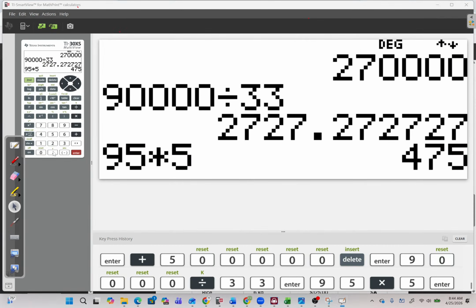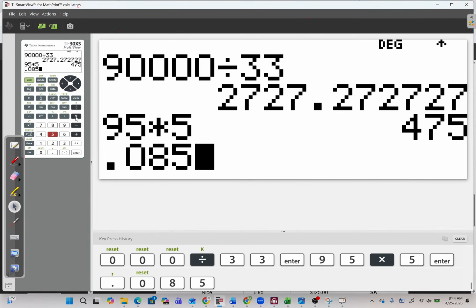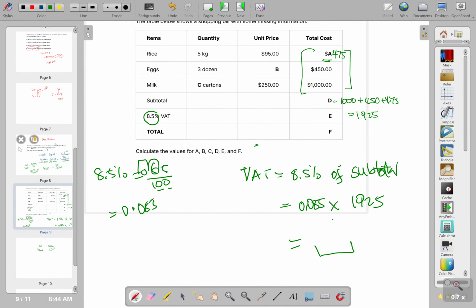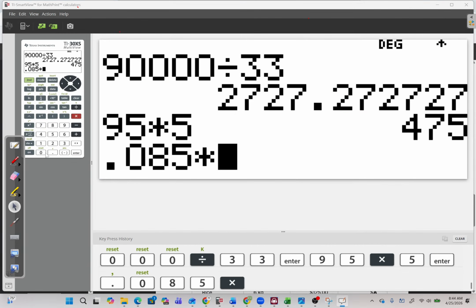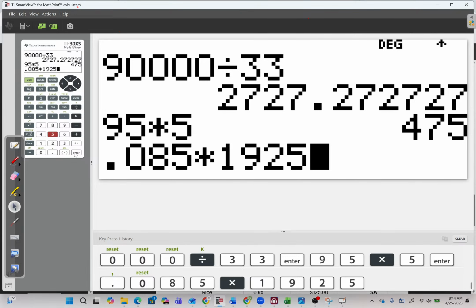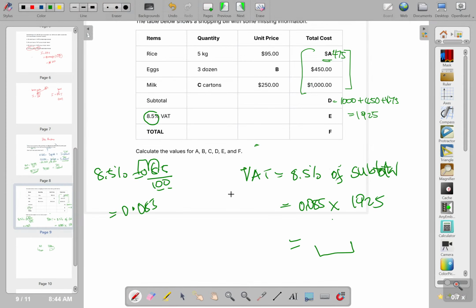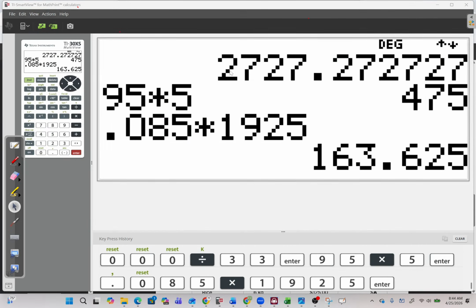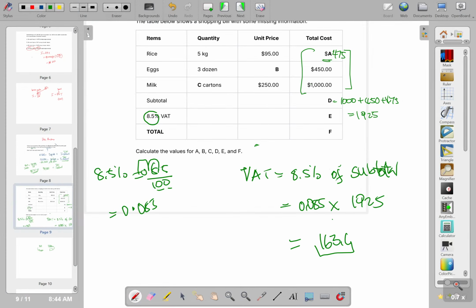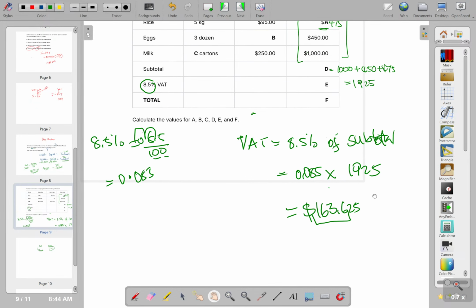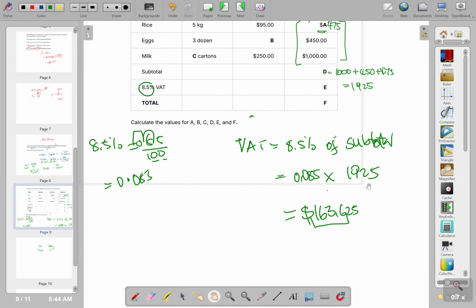So 0.085 times, what did I just say? 1925. There we go. That gives me $163.625. So that's how much value added tax is going to be added. So remember here, a percentage has to get applied to something. Just find out what the thing is.